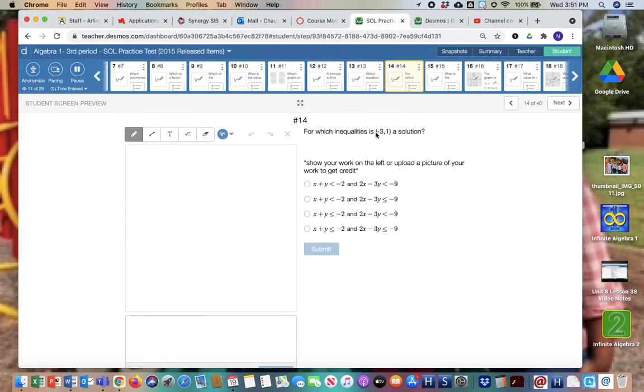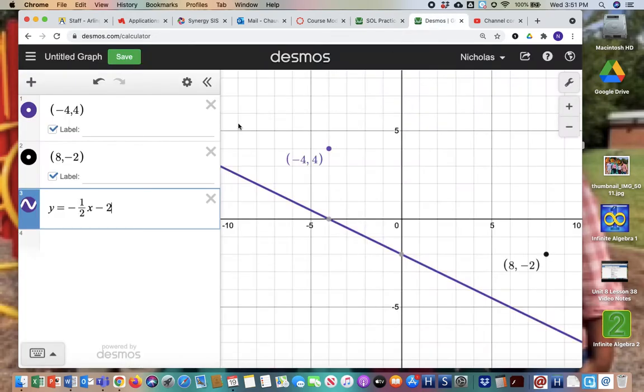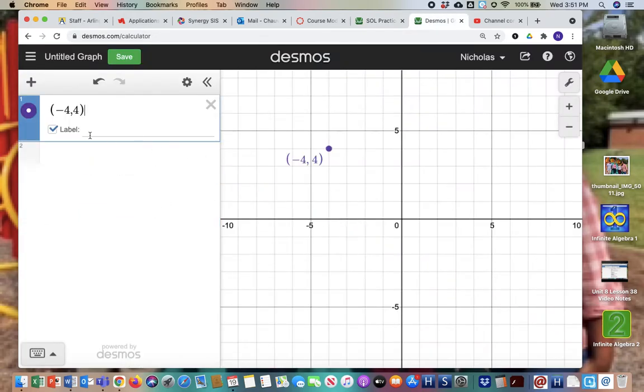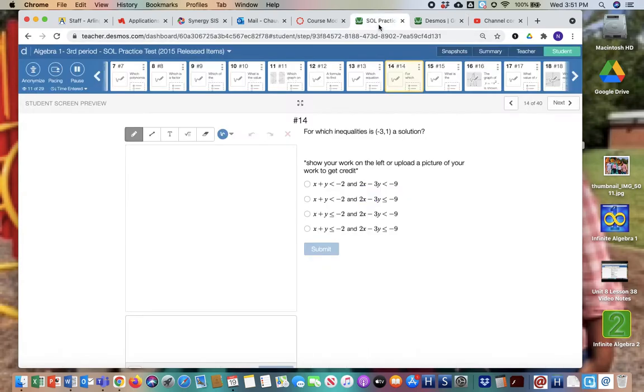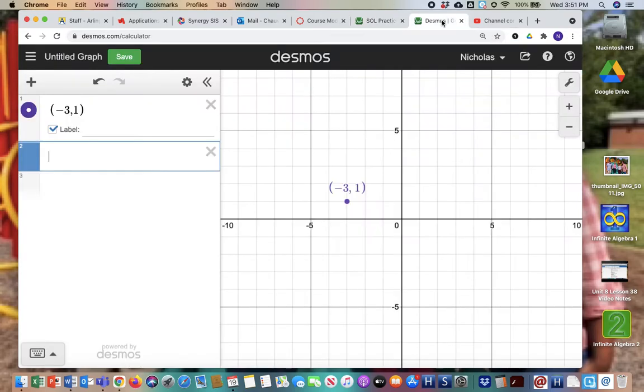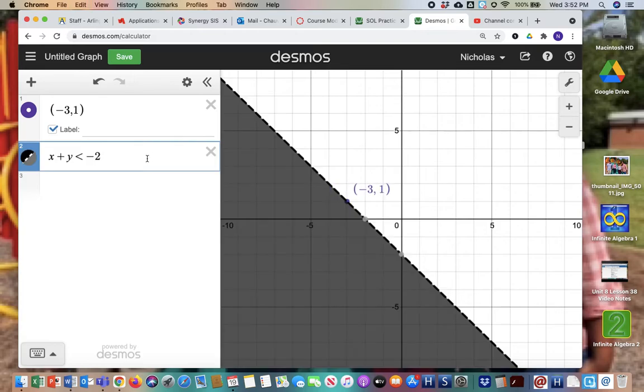For which of these inequalities is negative 3, 1 a solution? Okay, so if negative 3, 1 is going to be a solution, let's do the same thing. So get rid of this, get rid of this. Let's change this to negative 3, 1. Now, what do we need to do? We need to plug in both of these. So I'm going to put these in. And remember, this is two inequalities. So that's what we call a system of inequality. So it needs to be in the shaded region for both.